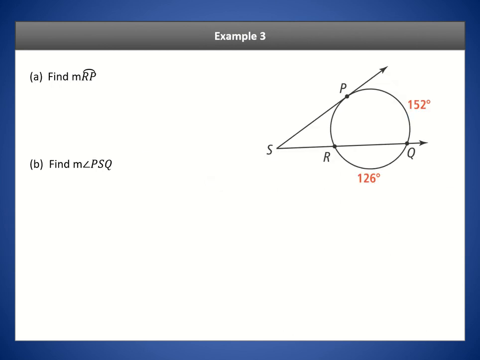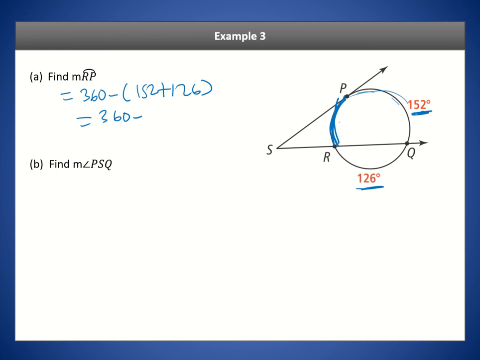All right, so for example 3, find the measure of arc RP. So first off, we want to find this arc. We know that this is 152 and this is 126. These 3 arcs, the blue one and these other 2 arcs, add up to a full circle. And so therefore, I can get the blue arc by subtracting 360 by the sum of those. So this is equal to 360 minus the sum of 152 plus 126.